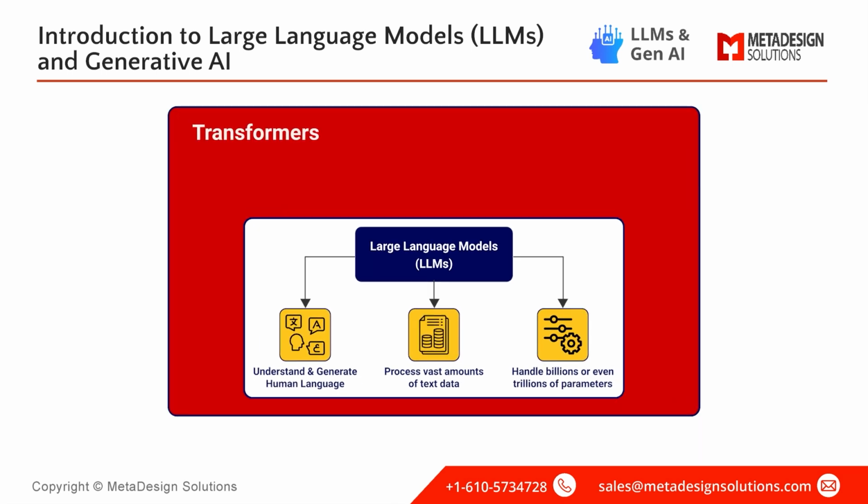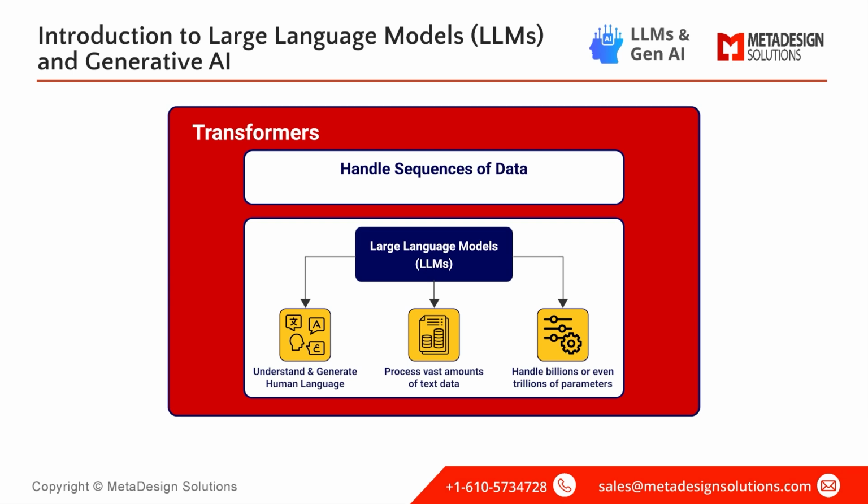LLMs are part of a broader category of models known as transformers, which are built to handle sequences of data. Unlike earlier models, transformers excel at understanding the relationships between words in a sentence, no matter how far apart they are. This capability allows LLMs to generate coherent and contextually relevant text based on the input they receive.